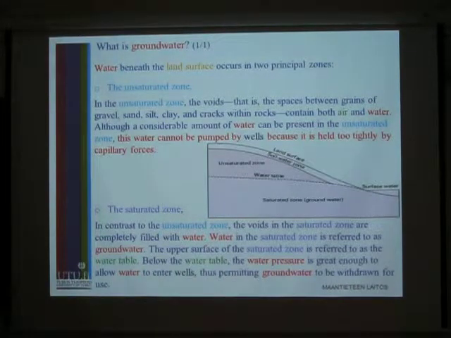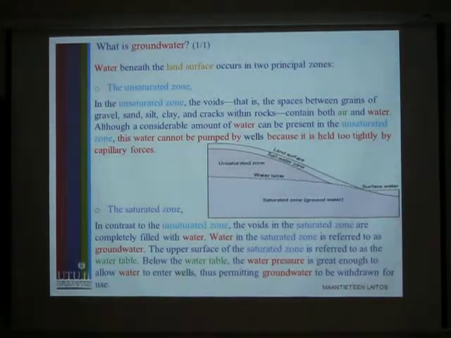Actually, this water cannot be pumped by wells because it's held too tightly by capillary forces. Capillary forces, I think most of us did a blood test. When they make a pin prick on the skin and take blood, the blood moves quickly in a very small micro tube. So this is called capillary movement. If you studied physics before, I believe you know it. Because of this capillary movement or capillary forces, it's not possible to pump this water.